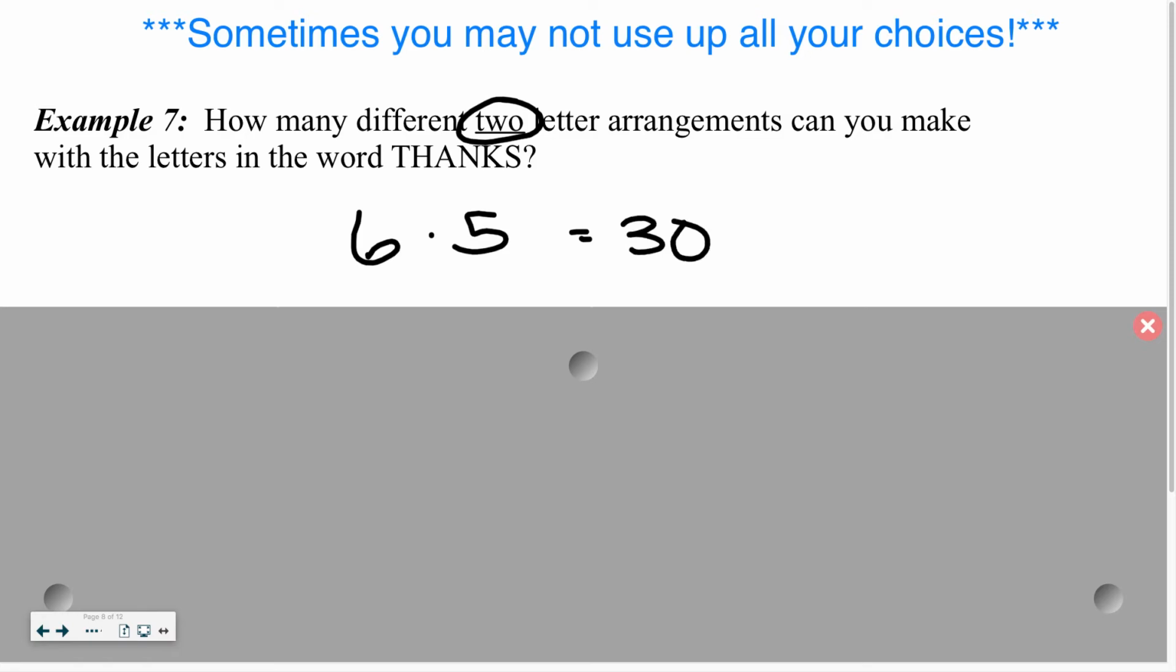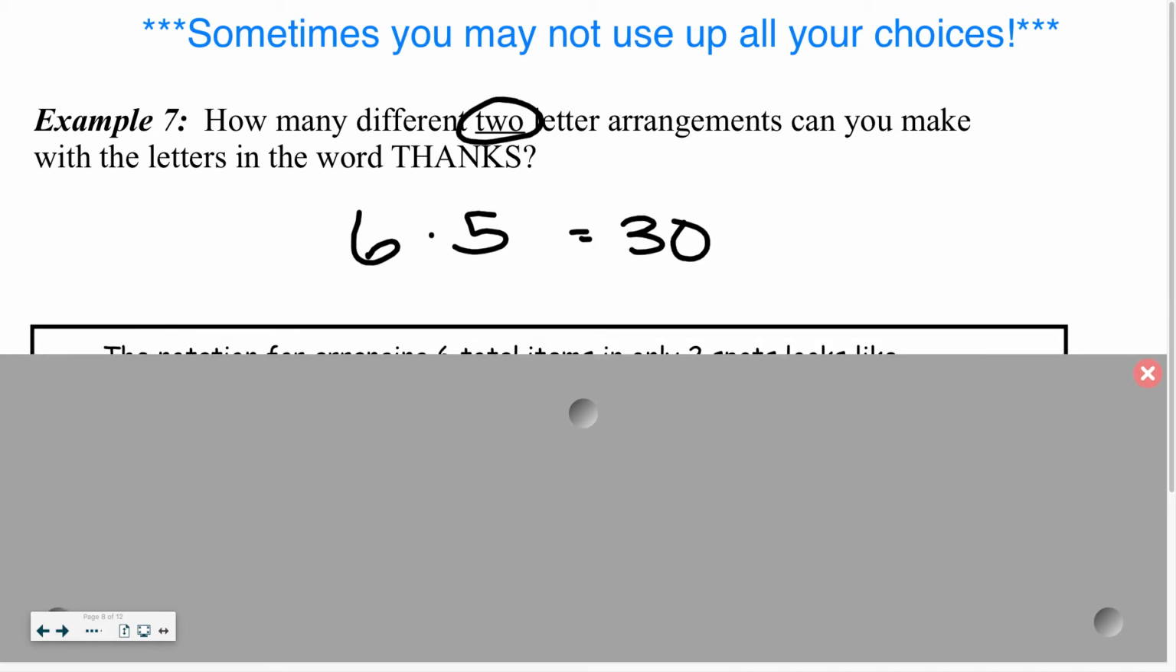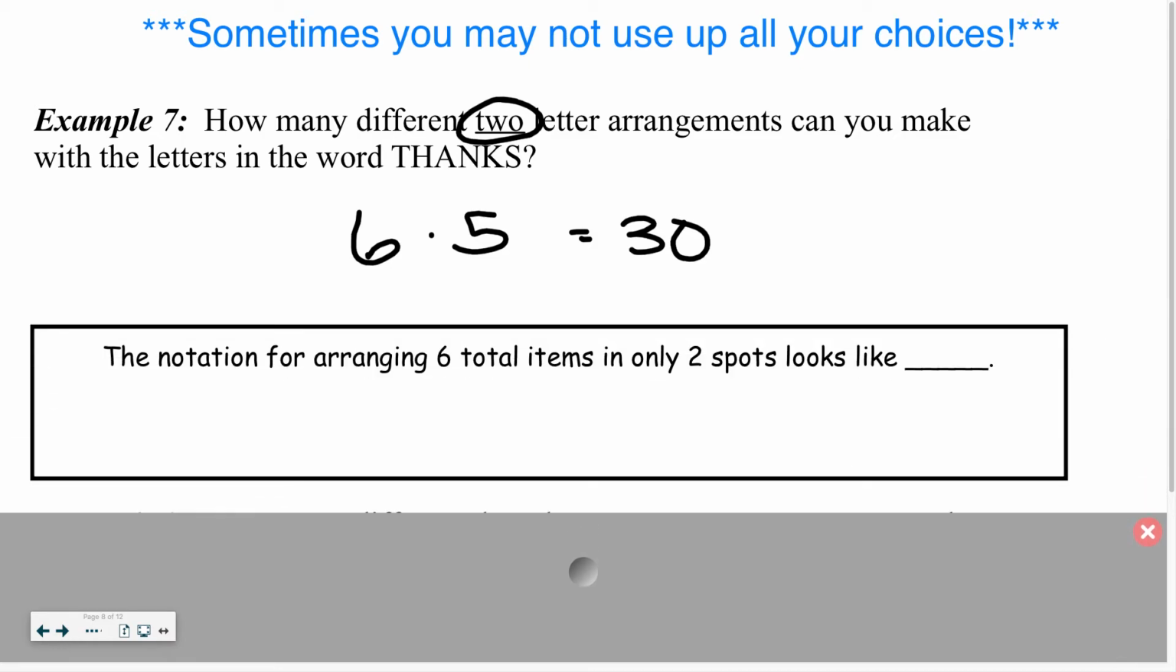Are you okay with that? That's way better than listing them out: TH, TA, TN, TK, TS, SK, all the different things. So it's just counting them. We have a notation for that too. That feels like Izzy's group, where you started going 26, 25, 24 on the license plate and 10, 9, 8. We want to count down, but we don't want to go all the way to 1 like the factorial will do. So we made a notation for that.